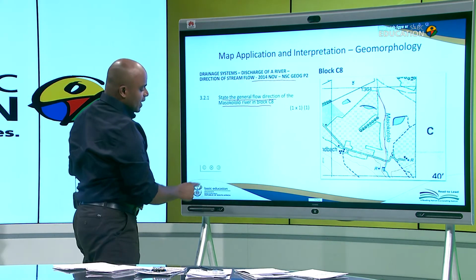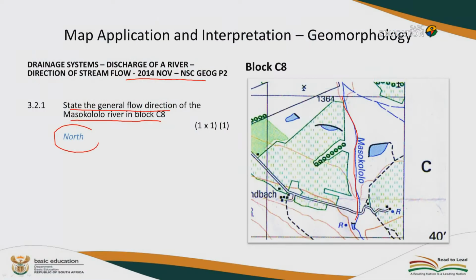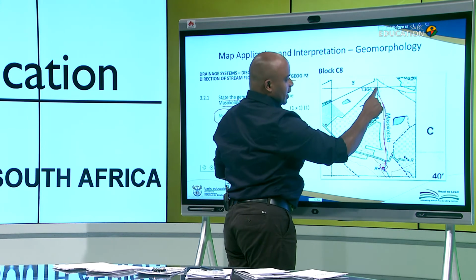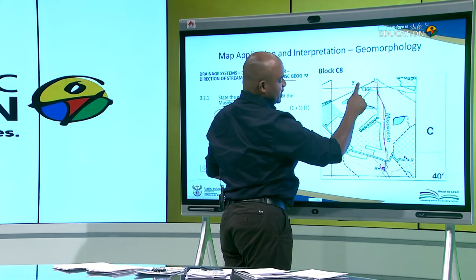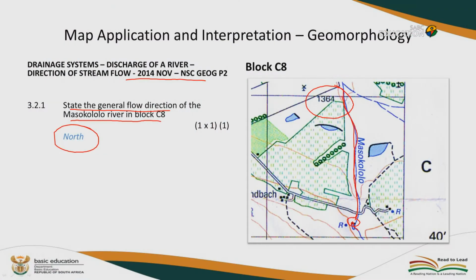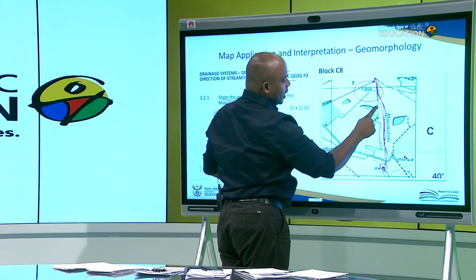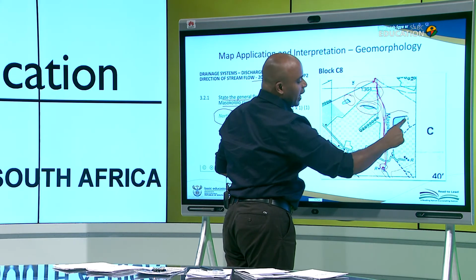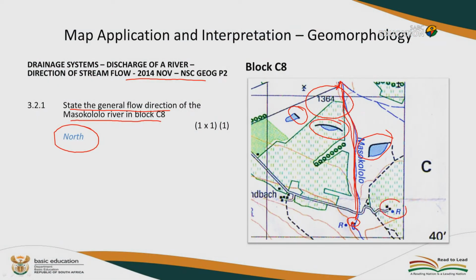In this particular example, let's look at the answer. The direction of the river is north. Now let's motivate that. Notice the dam wall in this example. The streams are flowing towards the dam wall, and therefore the water flows out. Again, notice the height: 1364 is your spot height. Therefore, this particular river flows in a north direction. Also, it's suggested that the dam walls face in the direction of the lower height. Notice the reservoir.